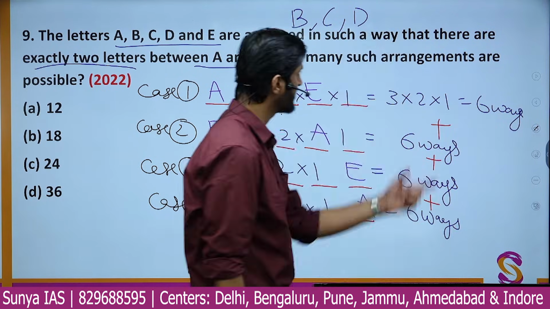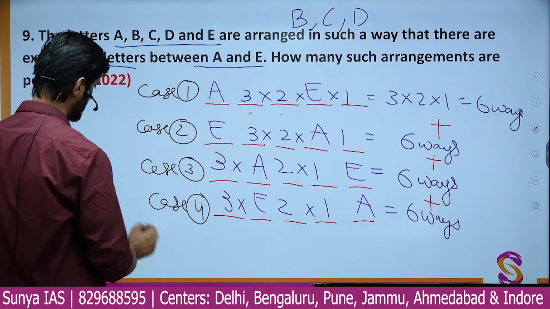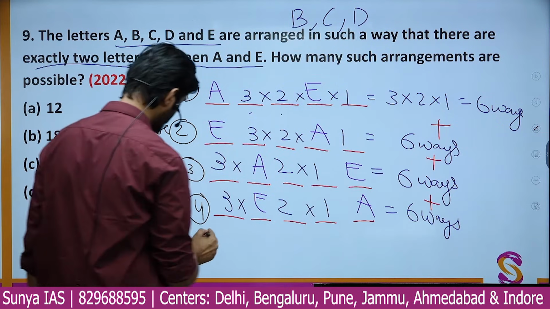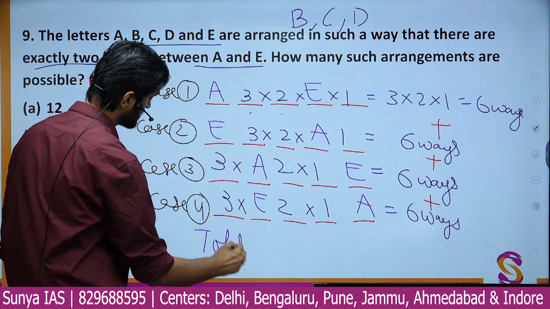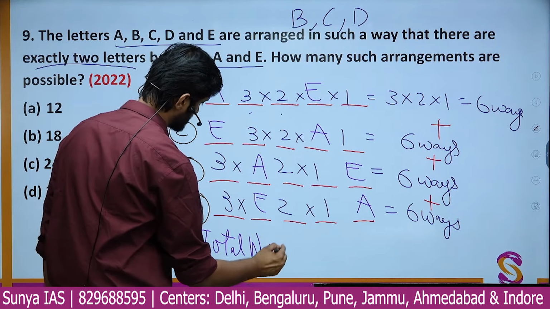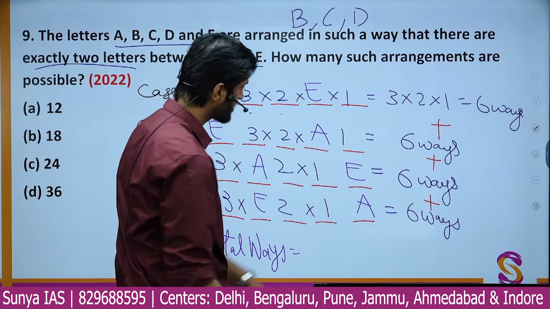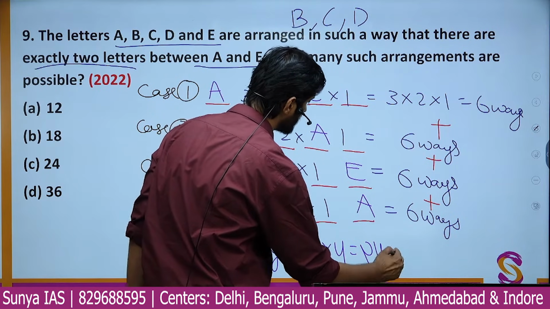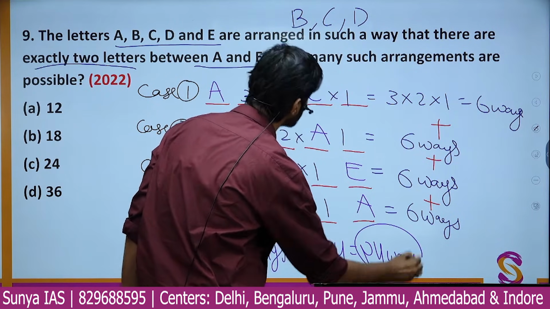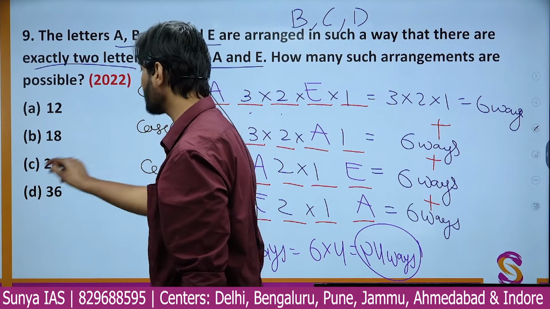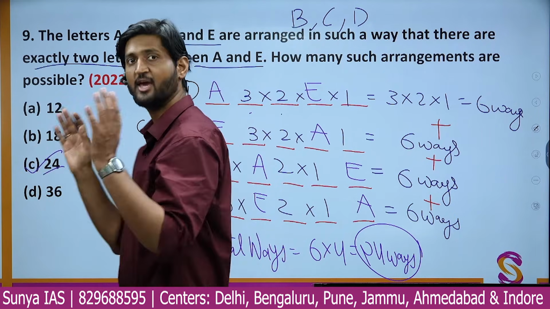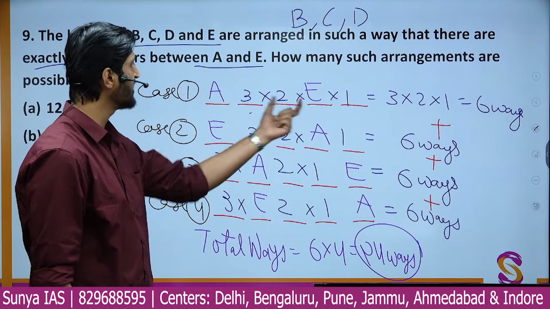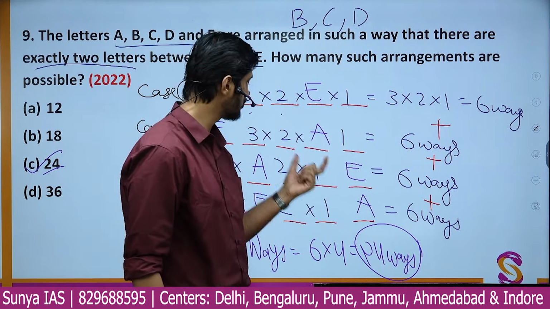And in this way, we will have total ways, let me write it here in the downwards direction. We have total ways as simply 6 plus 6 plus 6 plus 6, that is 6 into 4, that is 24 ways. So overall, there are 24 such arrangements in which you can arrange A and E to create different 5-letter words, such that A and E will have exactly 2 letters in between.